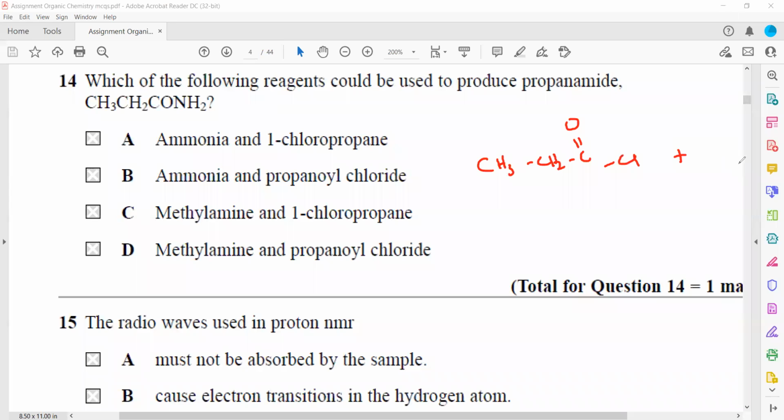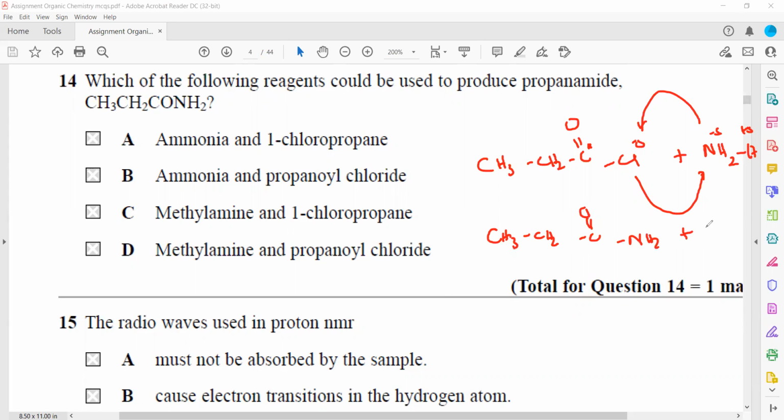Ammonia is NH3, but I'm writing it in terms of polarity. So this will be partial negative, positive, partial negative, positive. So chlorine will be displaced. As a result, what will happen? CH3, CH2, C double bonded with O and NH2, plus HCl. So this is propanamide, which is produced by the reaction of ammonia with propanoyl chloride.